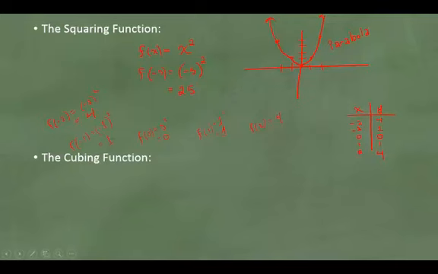And the vertex is the lowest point. We've already talked a little bit about this. The lowest point, in this case, would just be 0, 0.